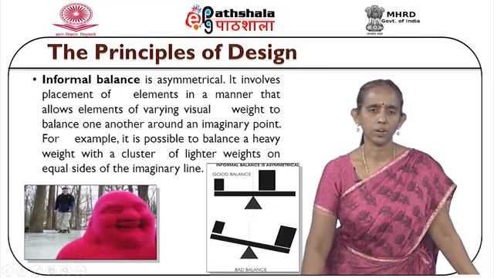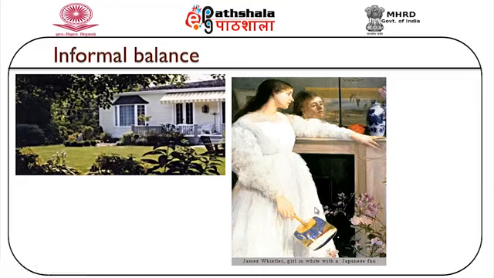So this is another interesting design principle. These two are examples of informal balance, wherein we can see an object placed in the front has more weight when compared to the object placed at the back. Similarly here we can see that the object placed at the back has more weight when compared to the objects placed in the front, but in the front they try to balance it informally by adding more clutter of objects.